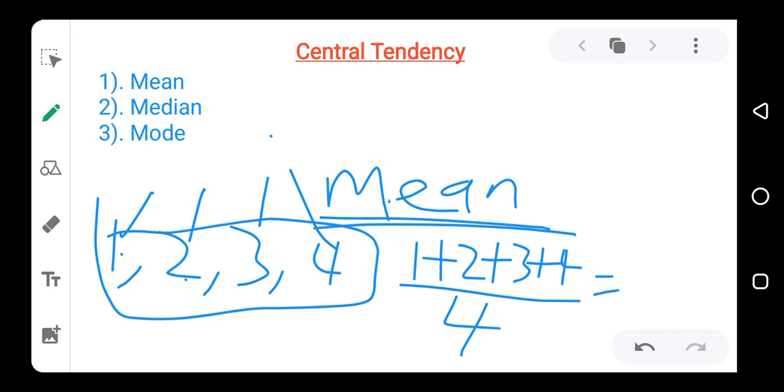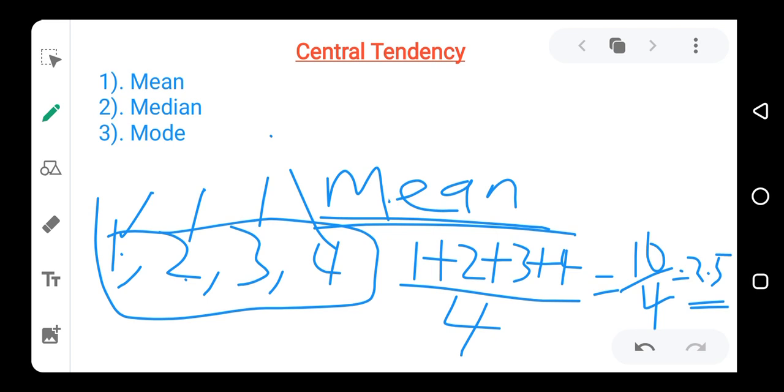So the mean here is equal to 1 plus 2 plus 3 plus 4. 1 plus 2 is 3. 3 plus 3 is 6. And 6 plus 4 is 10. So we have 10 over 4, which is 2.5. So the mean here is 2.5.